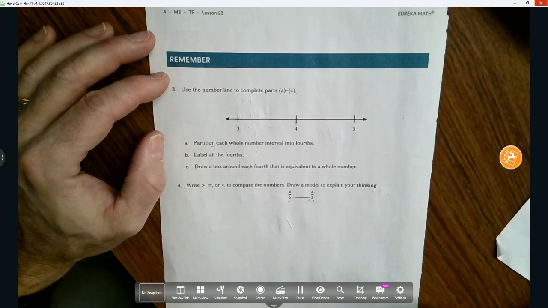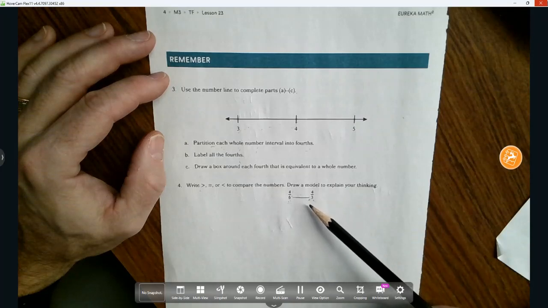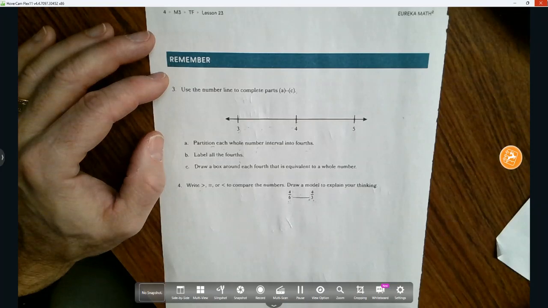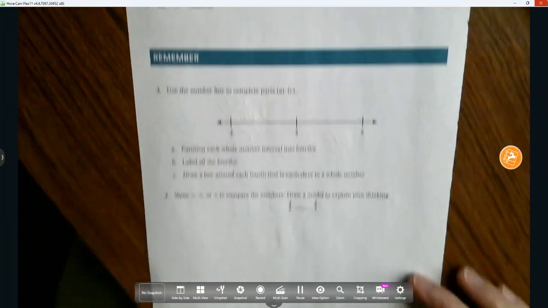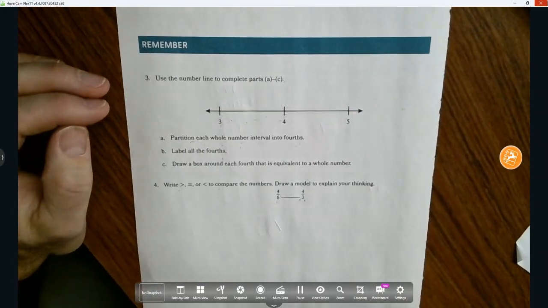And remember, if you have a number on the top bigger than the number on the bottom, that means you have more than one whole. You've gone over one whole. So draw this one out. All right. Draw it out. Make sure it helps. Take your time. Do the best you can.